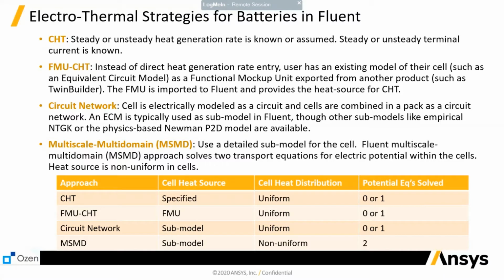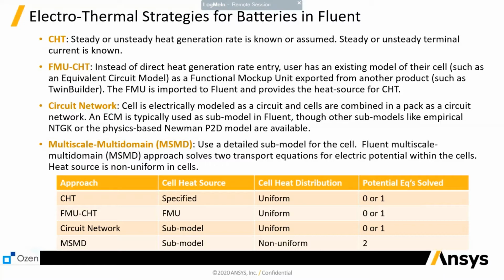into FLUENT, and it can model batteries in different methods. One is CHT, which is conjugate heat transfer, which means that you simply put a fixed heat dissipation into the battery cells, and then you do a conjugate heat transfer to see how the temperature would be. The more advanced one is the FMU CHT. FMU is a functional mock-up that could be done in ANSYS tools.